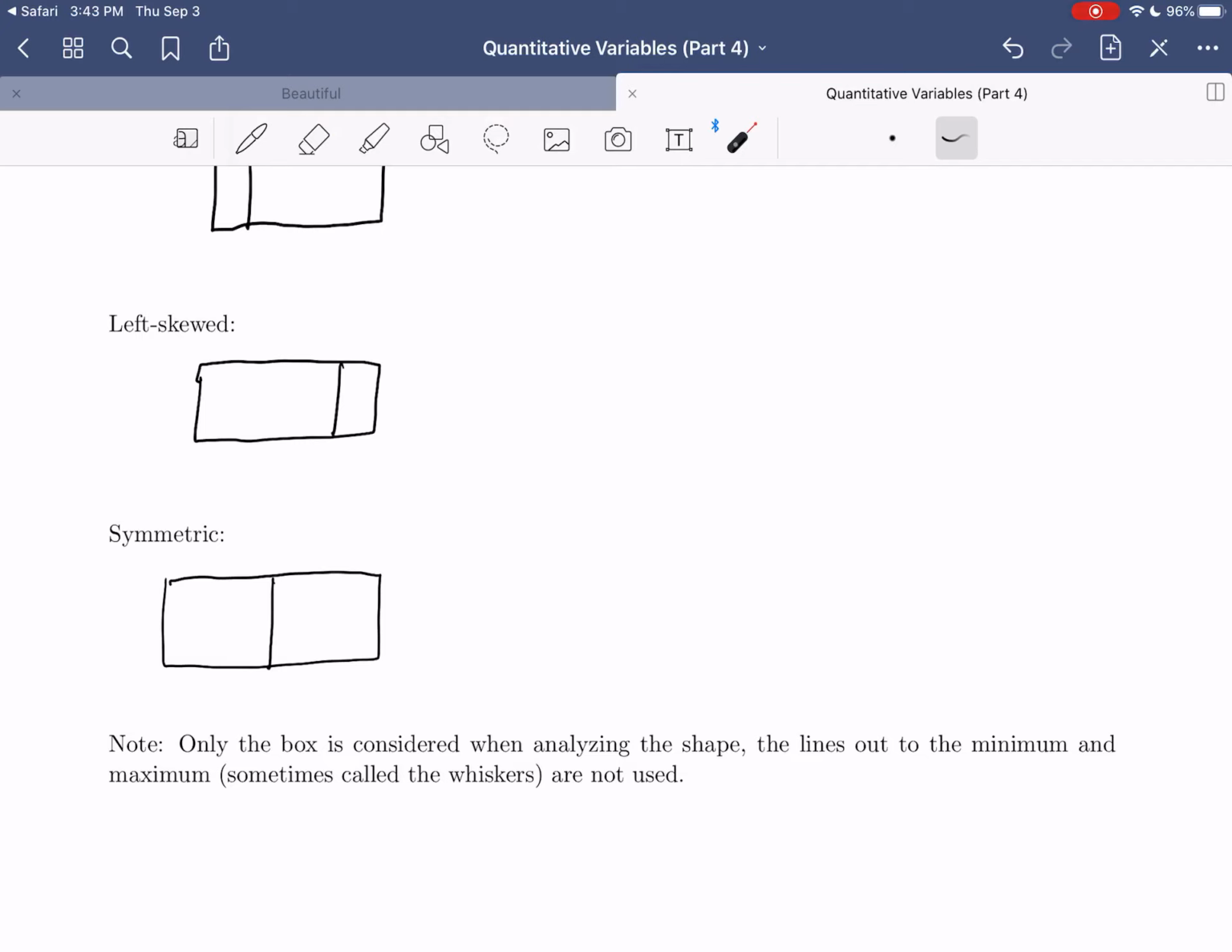So individual data points shouldn't determine the overall shape of your distribution. I mean, if you just think about an extreme case, you might have thousands of data points. You wouldn't use one of them to just say what the shape is. So when we're talking about the shape, you just use the box component of the box plot.